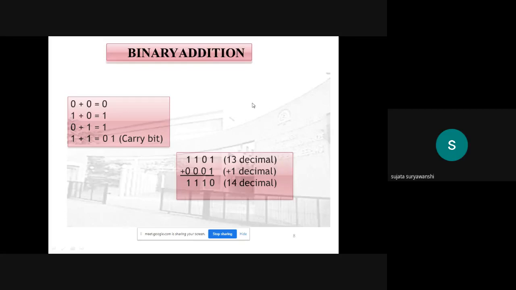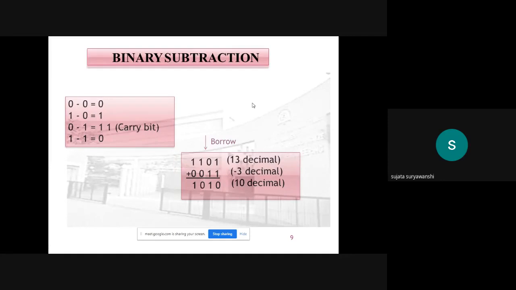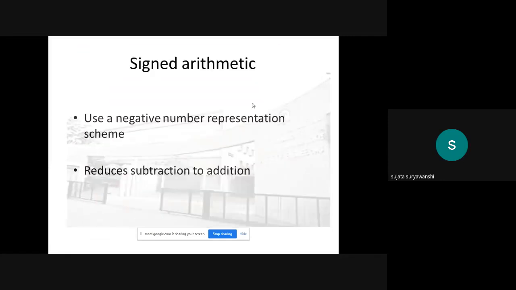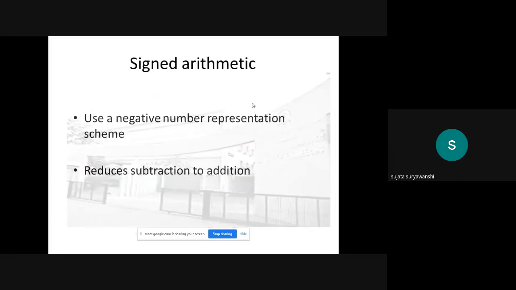In the previous lecture, we have seen addition, subtraction, and multiplication. Sign arithmetic also we have seen in the previous lecture. Sign arithmetic means what? Sign number means what? Can you tell me?